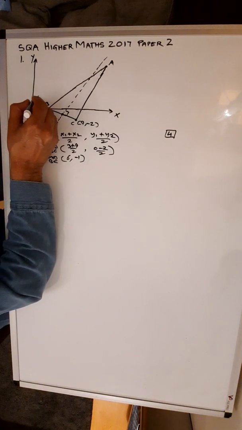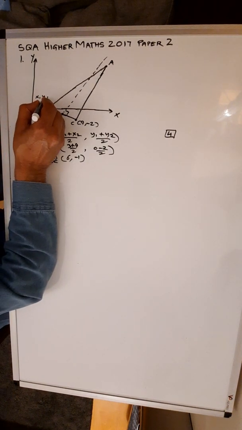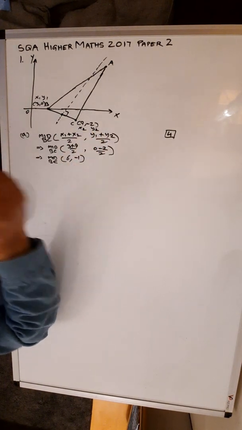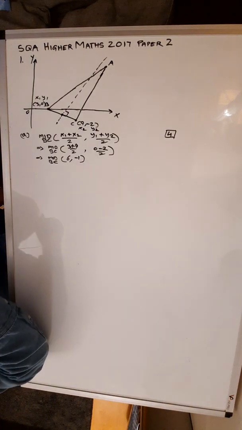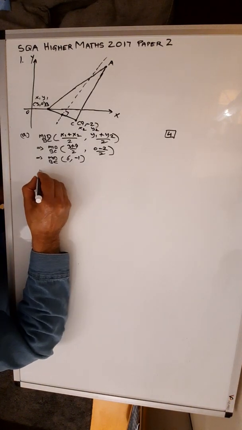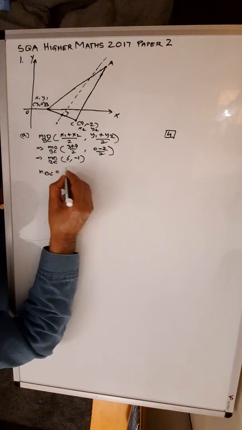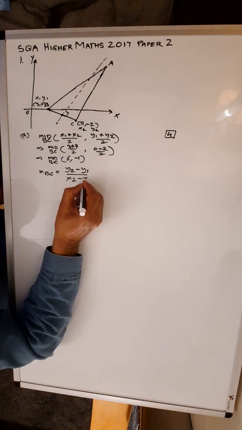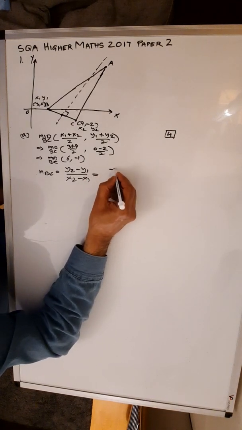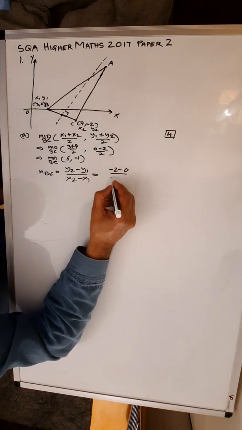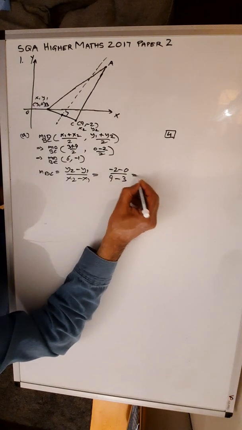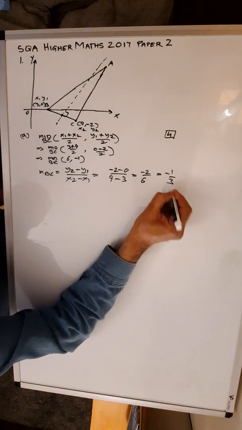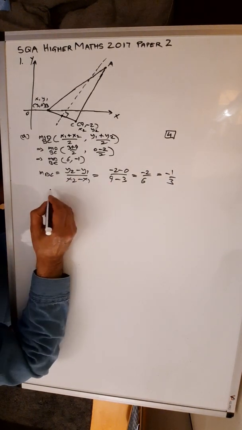This is x1, y1, and (9, -2) is x2, y2. This is further along to the right on the x-axis, so you usually take it as x2, y2. So the gradient of BC is y2 minus y1 over x2 minus x1. So that will be minus 2 minus 0 over 9 minus 3, which is minus 2 over 6, which is minus 1 over 3.